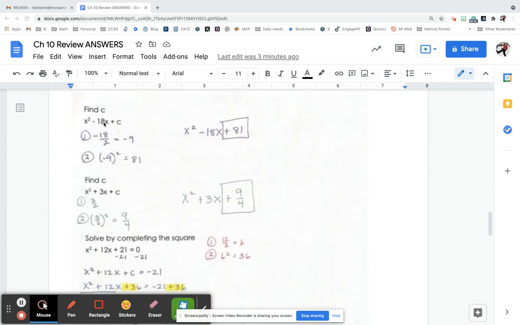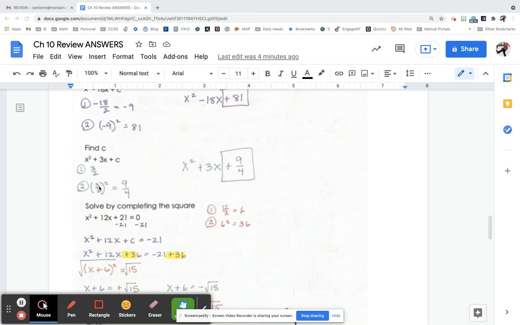Finding c, you take half of b, square your answer, that becomes your c. When I work with fractions, I leave them as a fraction. Square the numerator, square the denominator, I have c.